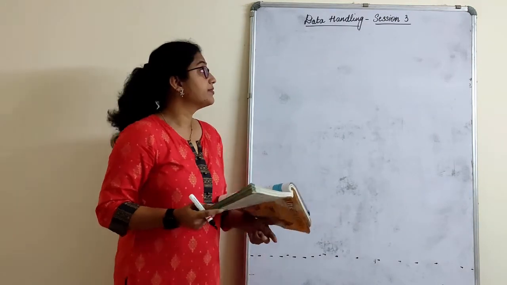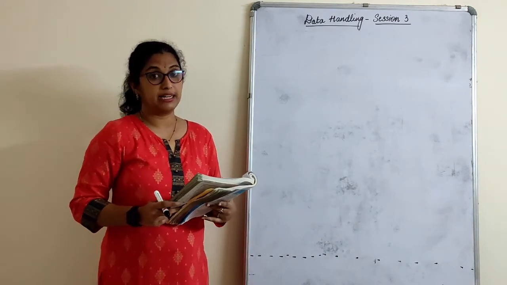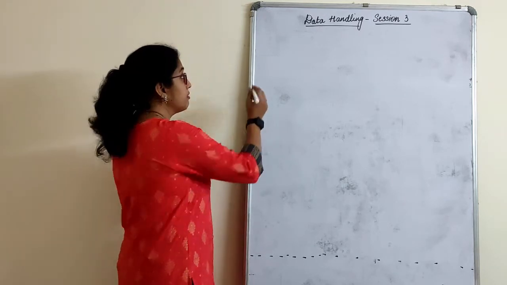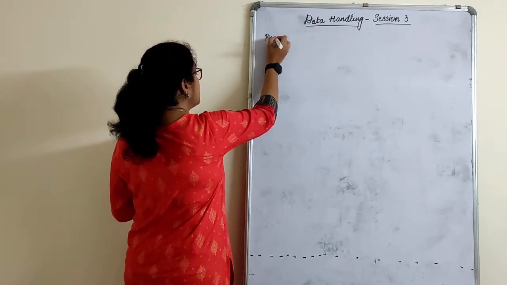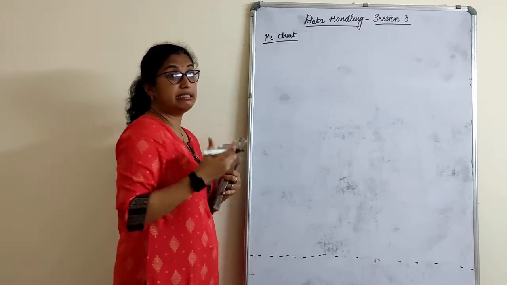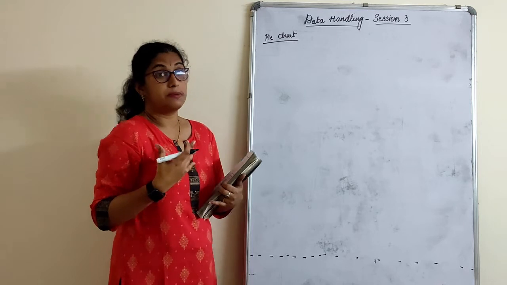Good morning, children. We will start session 3 on the chapter Data Handling. In today's class, we will study the pie chart, or what we call a circle graph. That is another form of representing the data that has been collected.